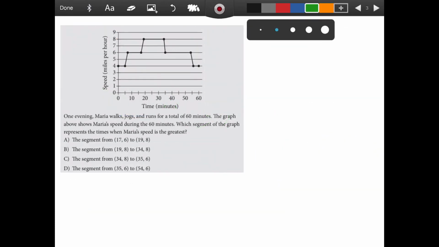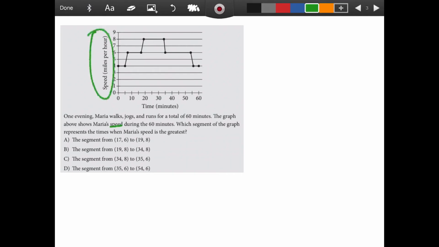Okay, so the next problem, we have Maria walking, jogging, and running for a total of 60 minutes. And this graph shows her speed during the 60 minutes. We want to know which segment of the graph represents times where Maria's speed is the greatest. First thing I want to do, since the y-axis shows us speed, I want to find where on this graph the speed is the greatest. If we go higher on the y-axis, the speed's greater.